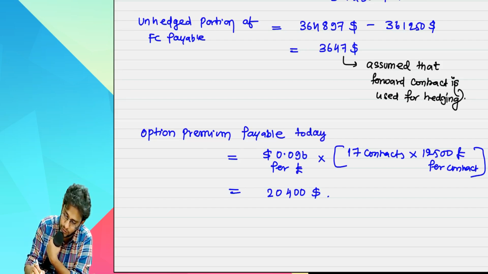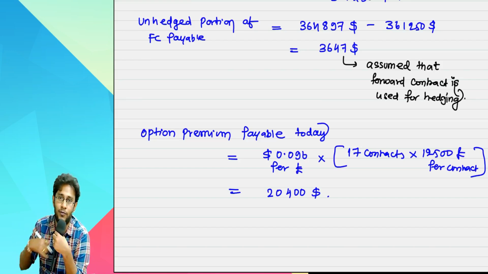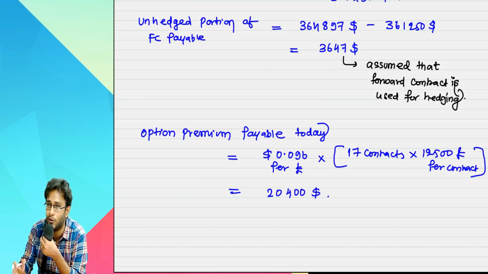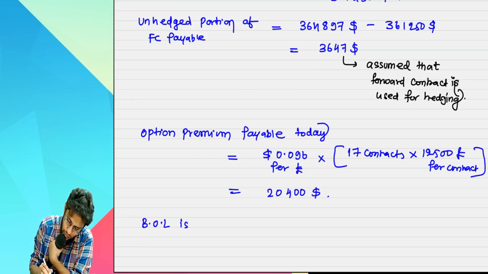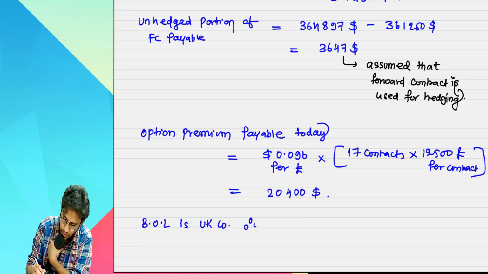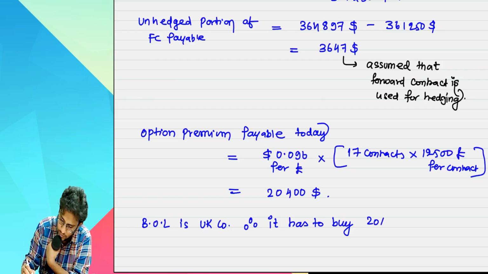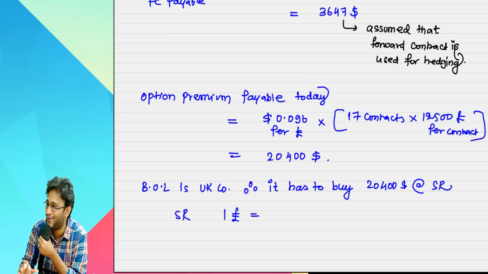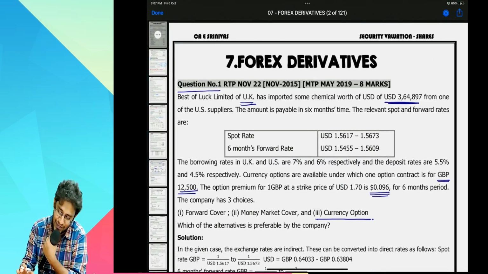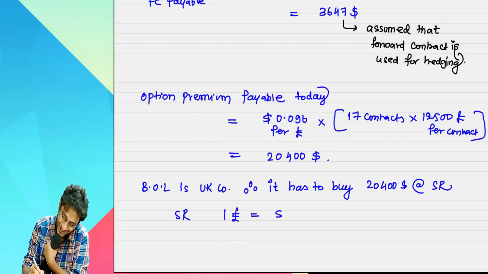Option premium payable today, write it down sir. Now to take out these dollars from the pocket, we are not a US company, we are UK. So to buy this at spot rate, it has to buy $20,400 at spot rate. Sorry, spot rate. If you write, that fellow gave you a two-way quote. There is no limit for that fellow, sir. Look at this one, what he did.